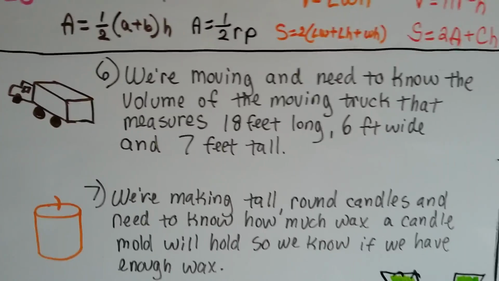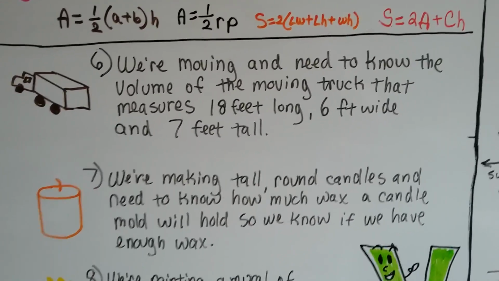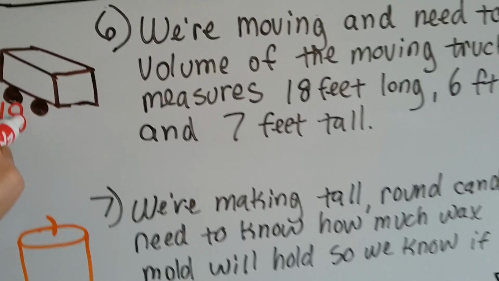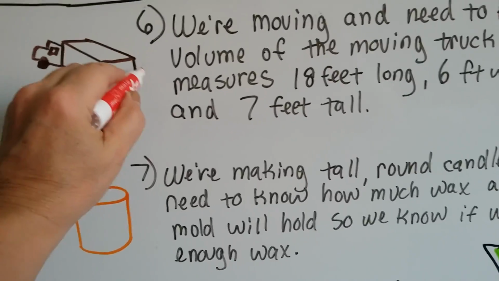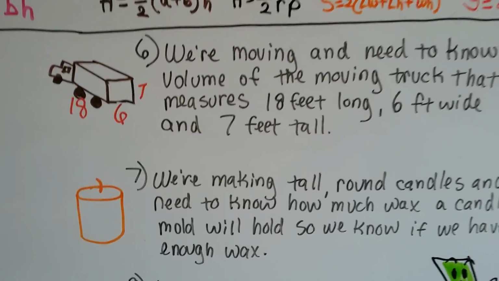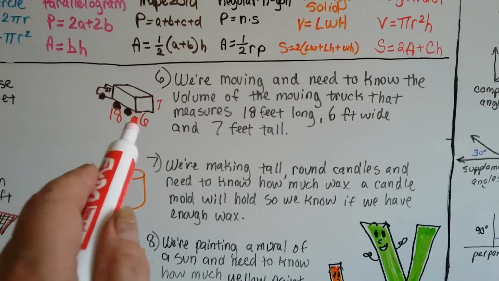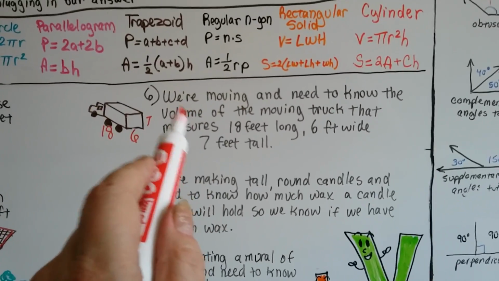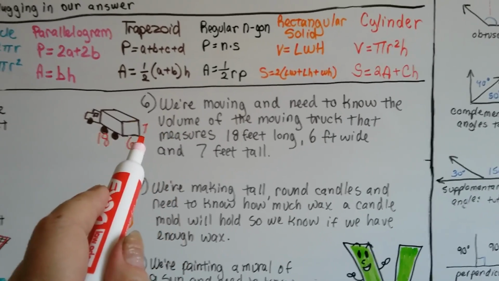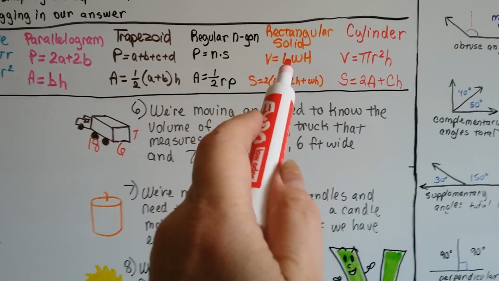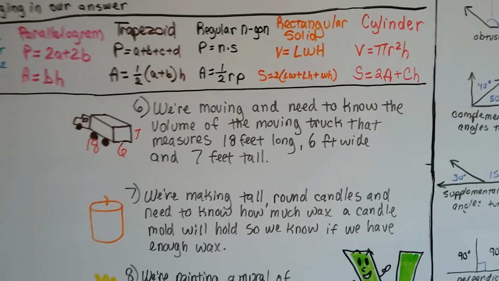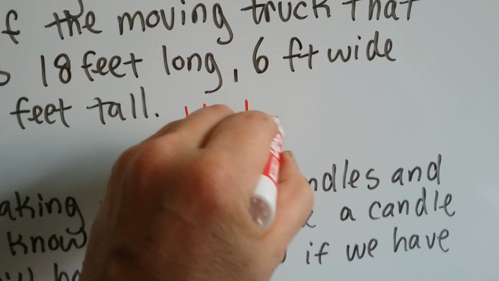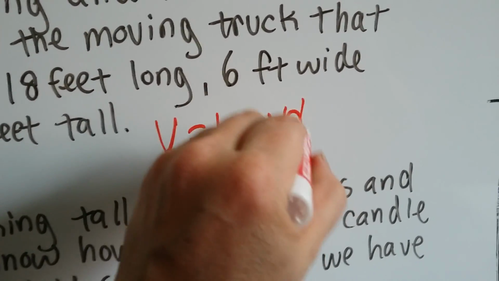How about we're moving, and we need to know the volume of the moving truck that measures 18 feet long, it's 6 feet wide, and it's 7 feet tall. Well, that's 3 measures, isn't it? So that's a clue that we're dealing with volume, right? And it says volume in the problem. So we need volume of what? A rectangular solid. So LWH will help us figure it out. V equals the length times the width times the height.